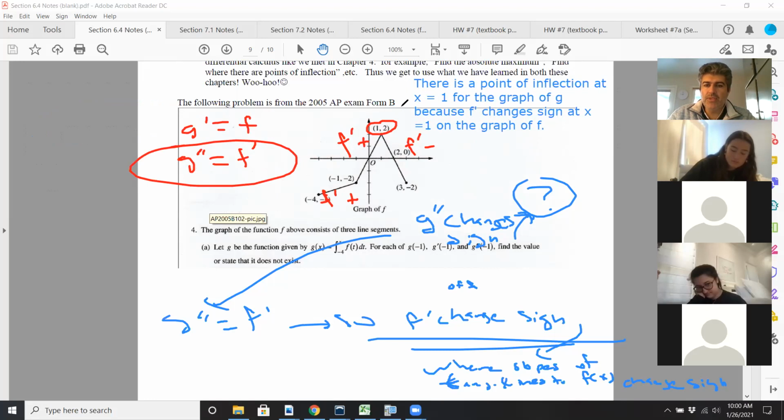So if you say, hey, there's a point of inflection at x equals 1 for the graph of G because F prime, because you know that G prime equals F and G double prime equals F prime, then the assumption is that when you say F prime, they assume that you're talking about G prime because you made that connection. And of course, the F prime does change sign at x equals 1 on the graph of F because the derivative is positive before you get to 1 and then negative afterwards.